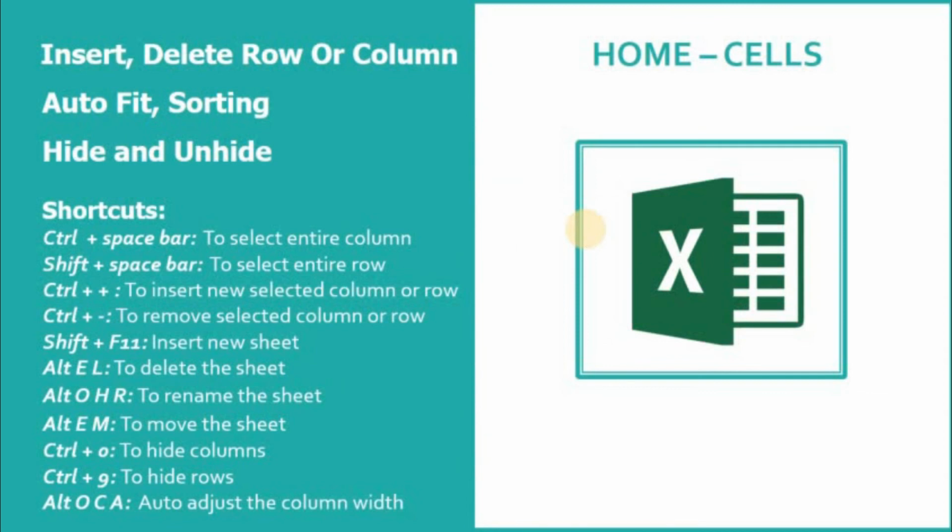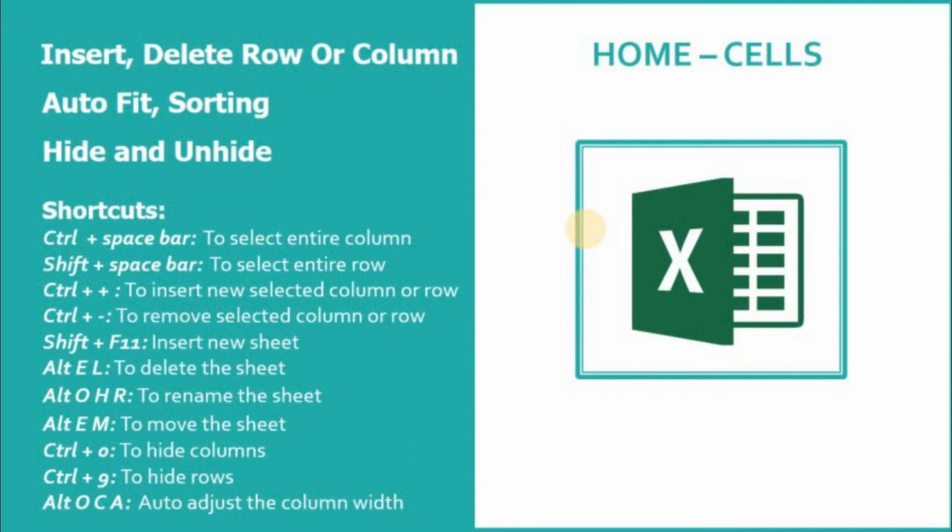In this video, we have learned few useful shortcuts. Ctrl plus spacebar is to select entire column. Shift plus spacebar is to select entire row. Ctrl plus plus is to insert row or a column. Ctrl plus minus is to delete row or a column. Shift plus F11 is to insert new worksheet.